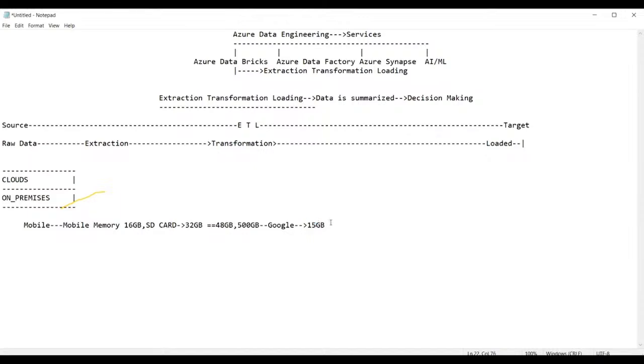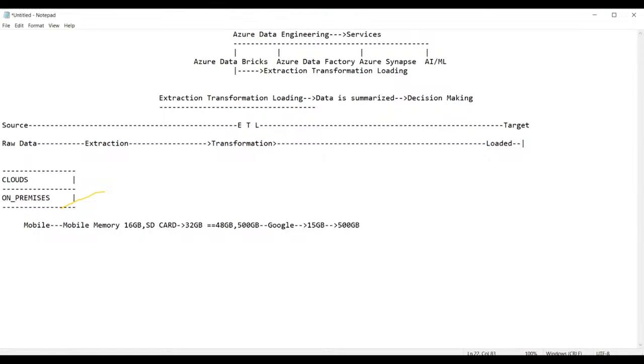External hard disk, that is fine. Okay, but I want the data. Okay, no problem. One more way is that you can ask Google to increase the size. That means from 15 GB, I want 500 GB.